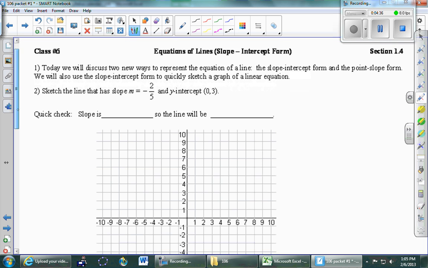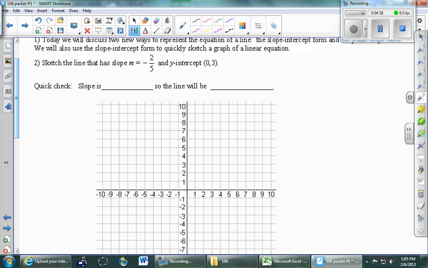Okay, so number 2 here, we're going to sketch the line that has a slope m equals -2/5 and a y-intercept of 0, 3. So this is going to be a new thing for us, actually. Graph a line given the slope and an intercept. So let's give it a shot. The y-intercept is 0, 3. Go ahead and plot the point 0, 3 on the grid.